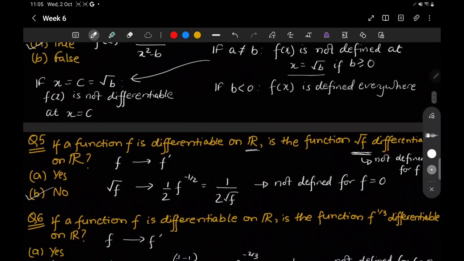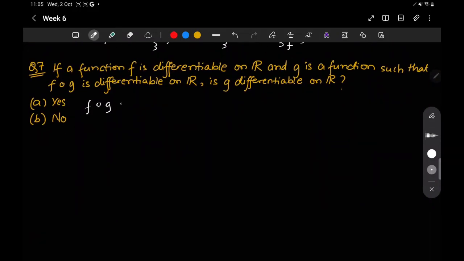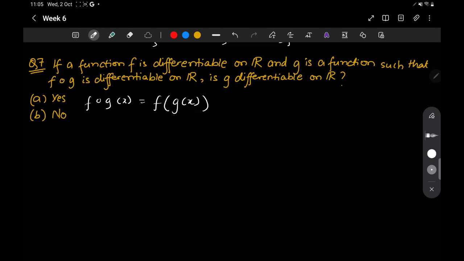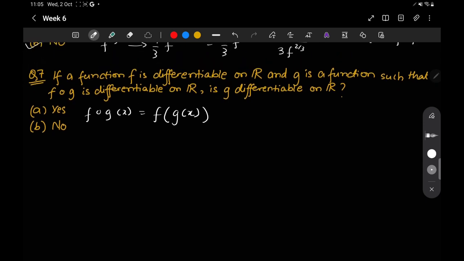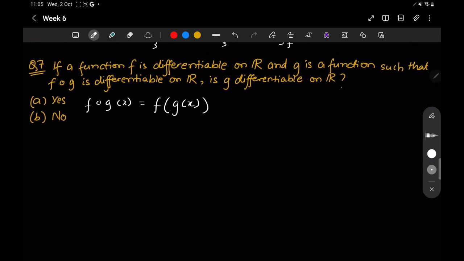FOG, sorry, this is composition of functions. So what this means is you first apply the function g on x and then you apply the function f on this output of g of x. So first you apply the function g and then you apply the function f. That is the meaning of FOG. Now, in order to see this, let us look at some examples.